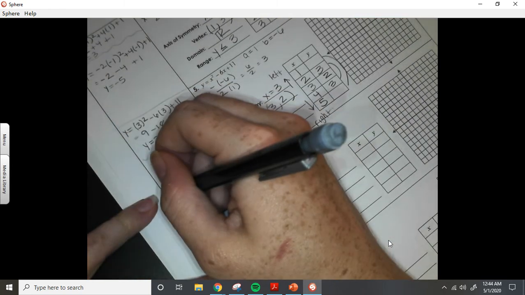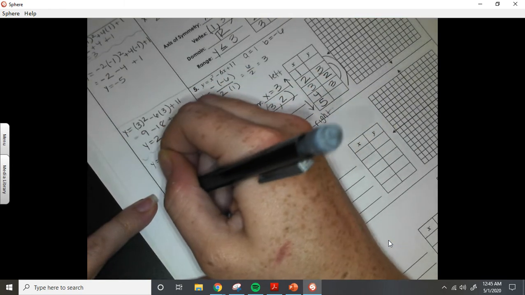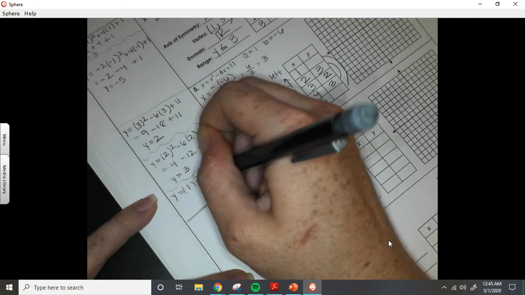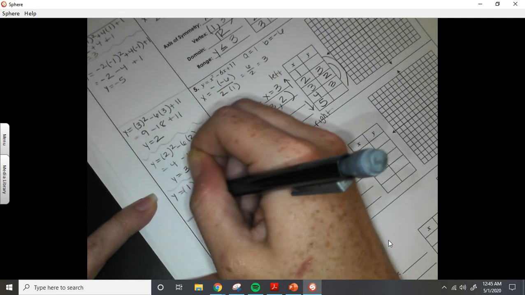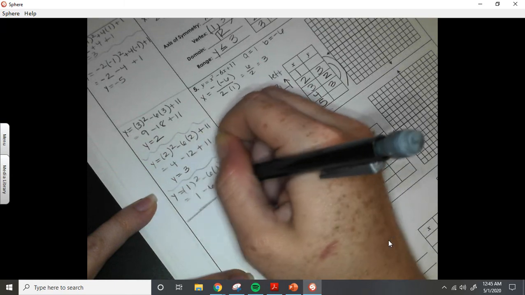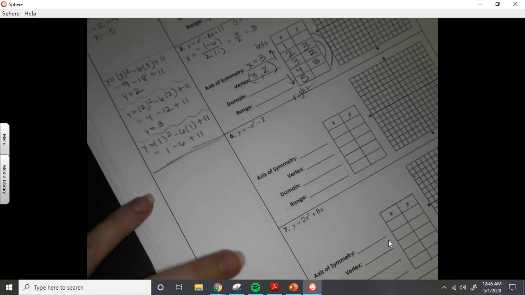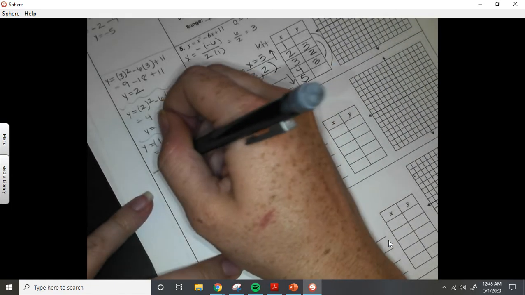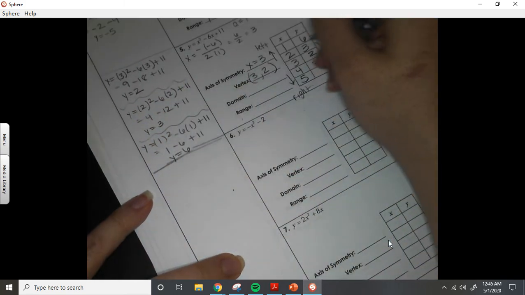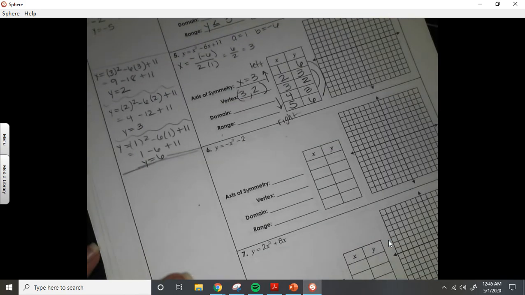Let's plug in a 1. 1 minus 6 plus 11. So that means negative 5 plus 11, y equals 6. That means this is 6 and this is 6.